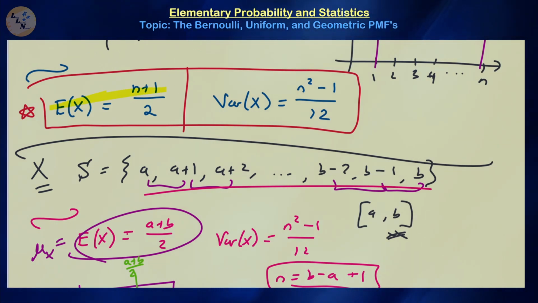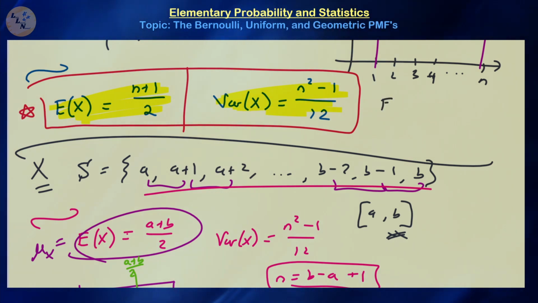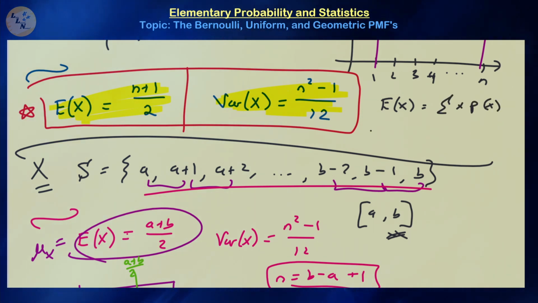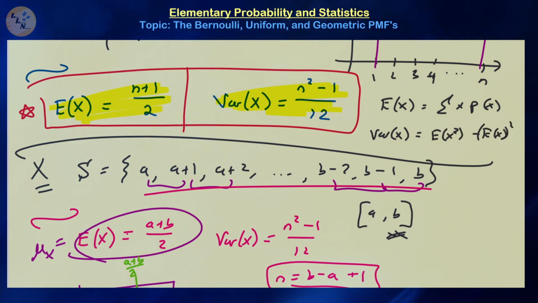So here's a question for you. Where do these formulas come from? And can I prove these definitions via, for example, the expected value is equal to the sum of x times p of x, and for example, the variance is equal to the second moment minus the mean squared? Is it possible that I could find these formulas if I didn't know them by hand? And the answer is yes.